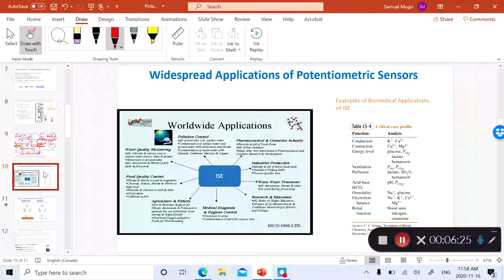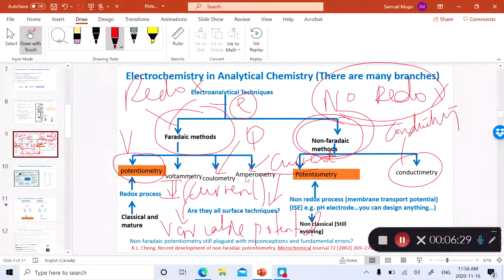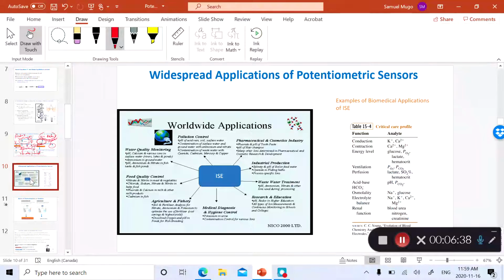So as I said, my focus is only going to be on potentiometric sensors, and I won't talk about these other types of electroanalytical techniques, which you're going to cover in higher level courses. But you should know that there are many applications of potentiometric sensors, and some of you doing your research projects or your term papers on this field have already seen the very wide scope of the applications of potentiometric sensors, or what I'm calling here ion selective electrodes, which are the non-classical potentiometry.